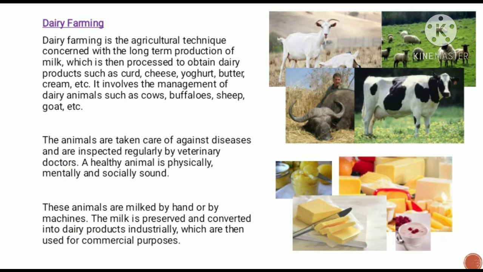The animals are taken care of against diseases and are inspected regularly by veterinary doctors. A healthy animal is physically, mentally, and socially sound. These animals are milked by hand or by machines. The milk is preserved and then converted into dairy products industrially, which are then used for commercial purposes.